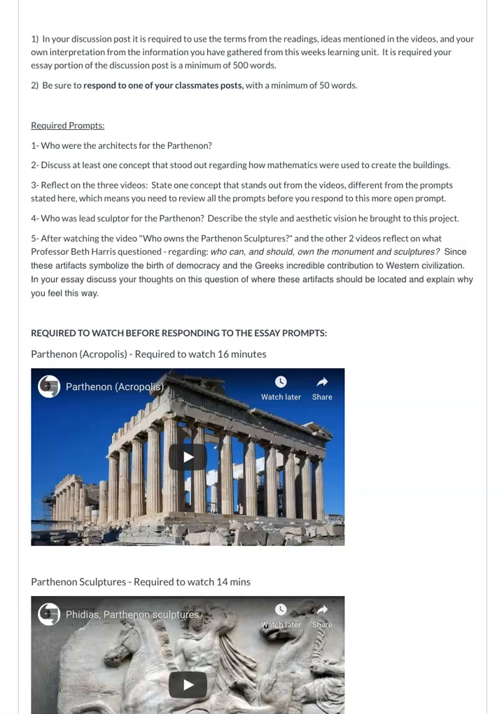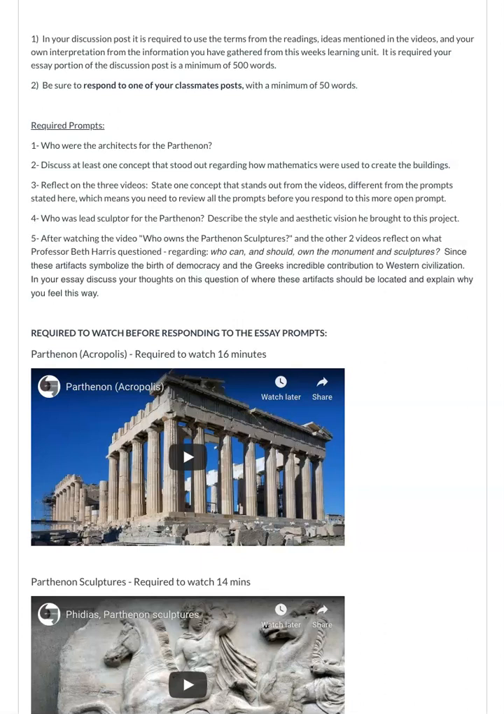In your discussion post, it's required that you use the terms from the reading, the vocabulary that you've been learning this learning unit, any ideas mentioned in the videos, and your own interpretation of the information from this week's learning unit. Also, you need to have a minimum of 500 words in your essay portion of the discussion post.